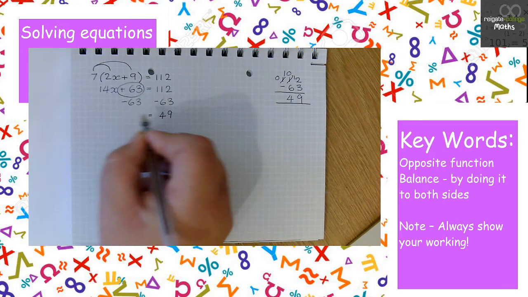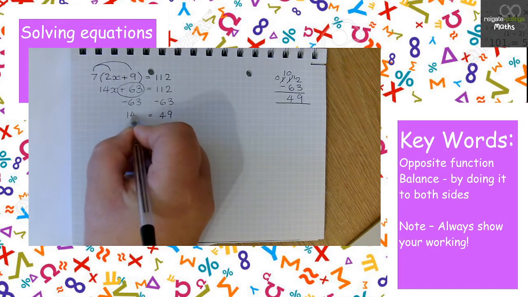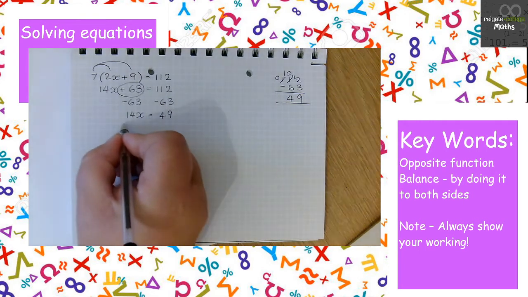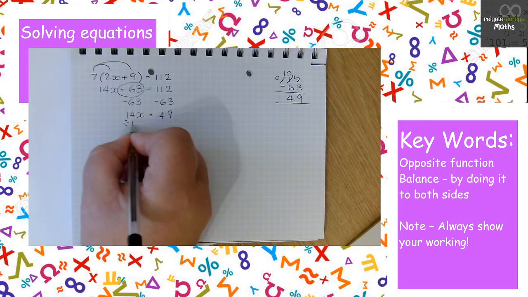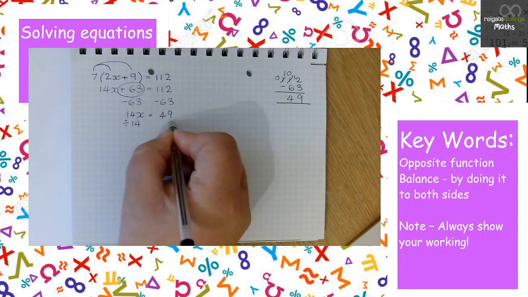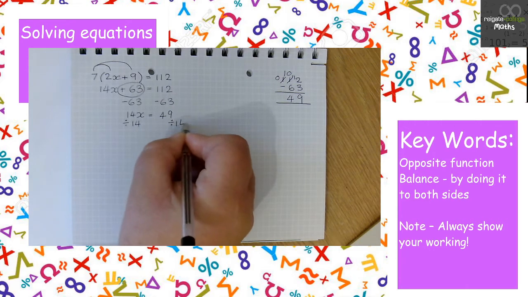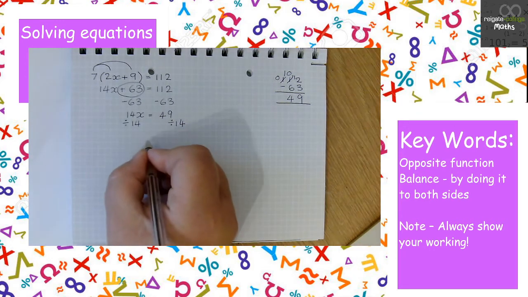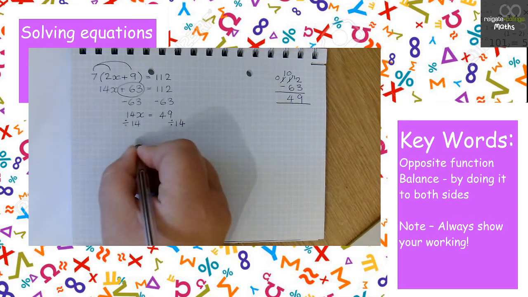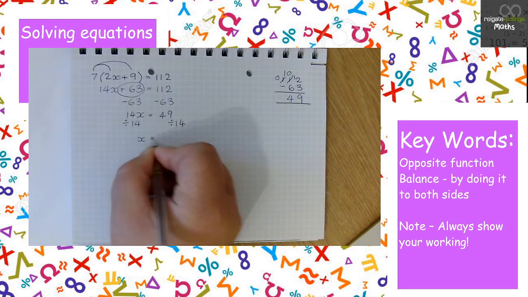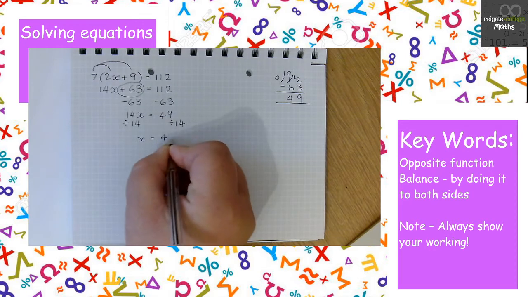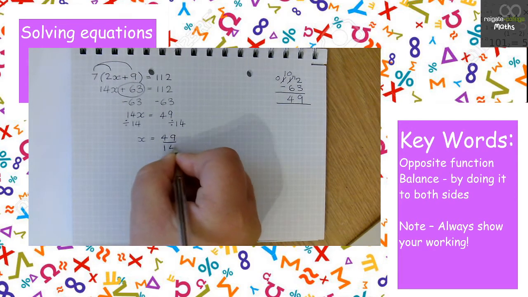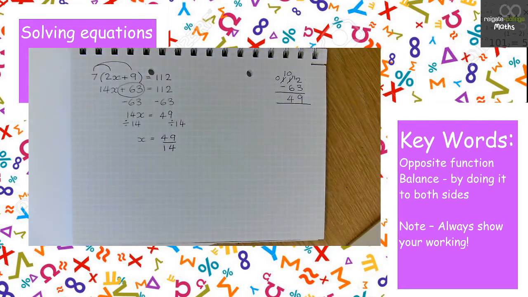On the left hand side of my equation, I have 14x. Now we know the next step, and that is to divide by 14. But dividing by 14 is not the easiest thing to do. So as an initial step, I could set up the right hand side of my equation to look like a fraction. 49 divided by 14.